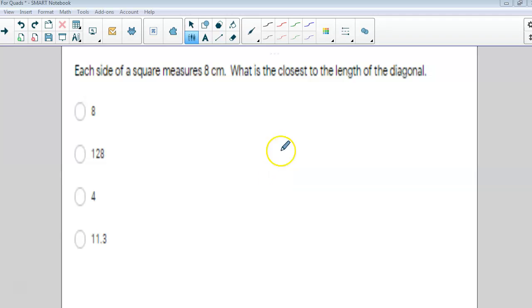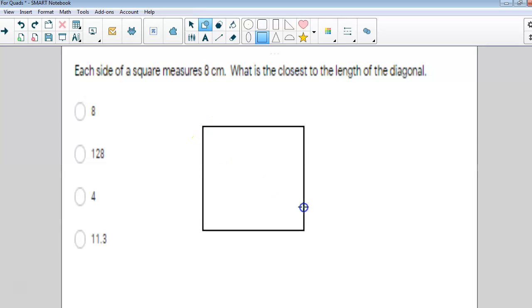Okay, so what we're going to do, I love to draw pictures, so we're going to start with a picture of a square. So here's my square. You could just draw a regular old square. We know that each side measures 8, so this is 8 centimeters, this is 8 centimeters, this is 8 centimeters, and so is this.